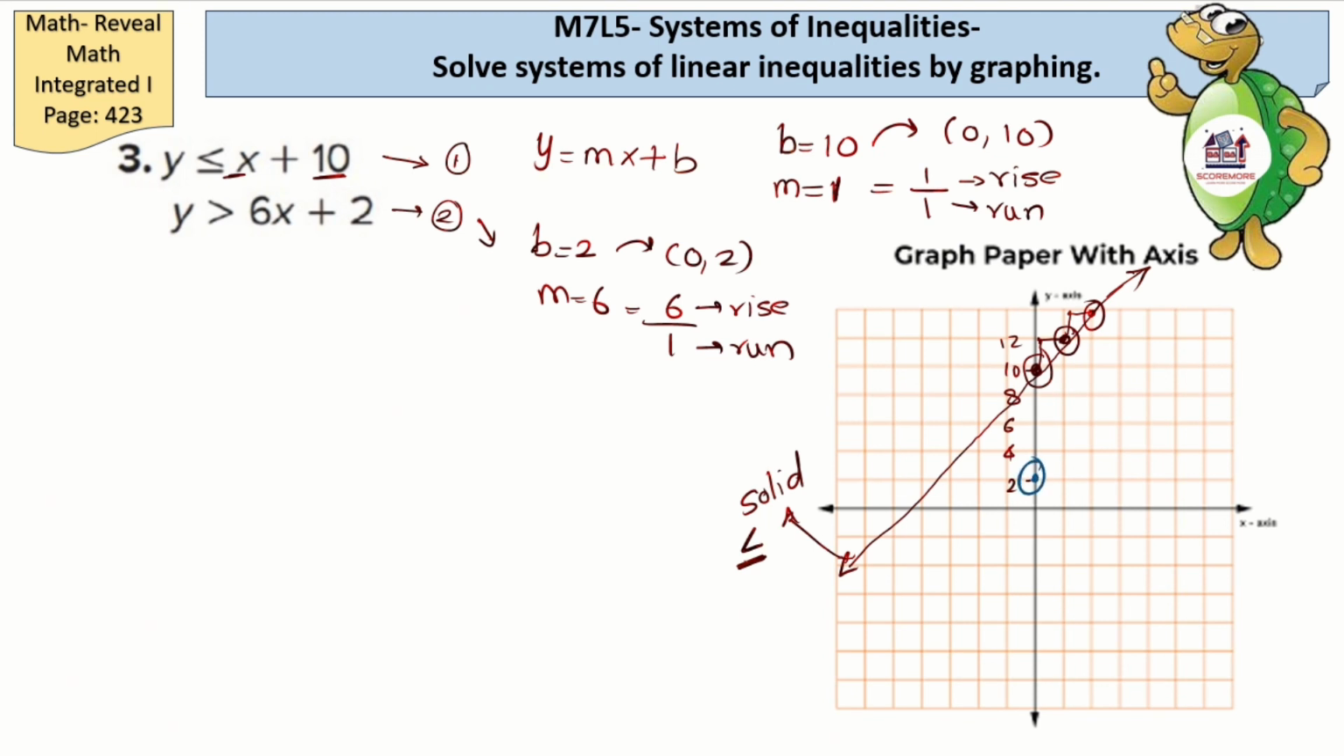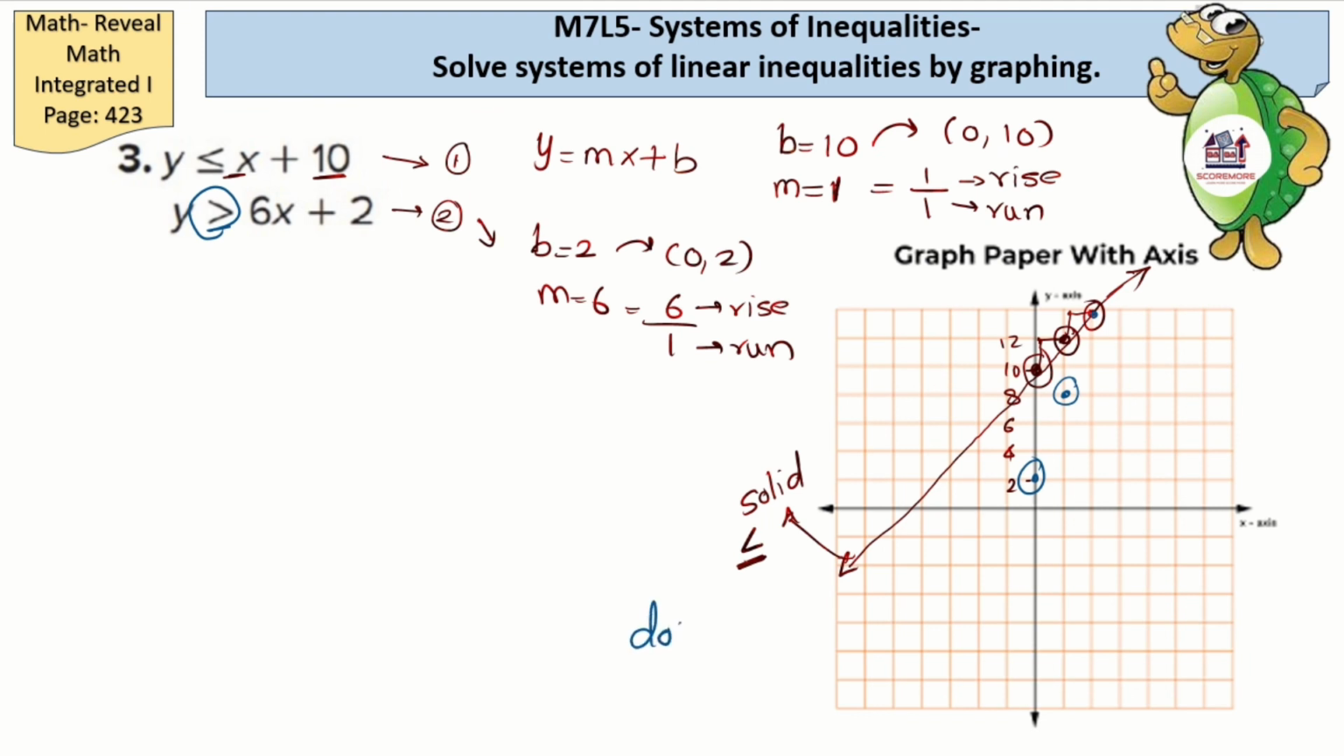Let's plot (0, 2), then 6 rise. Make sure that here our intervals are 2. So 6 rise and 1 run means 3 rise and 1 run. Again 3 rise and 1 run, because I take the intervals as 2. Otherwise we could have taken directly 6 rise and 1 run.